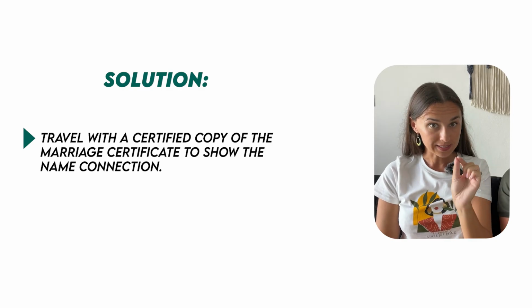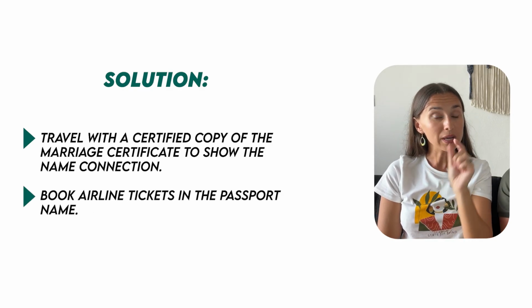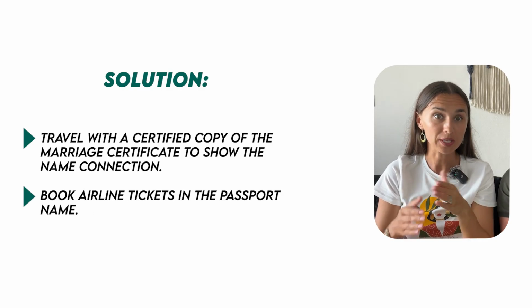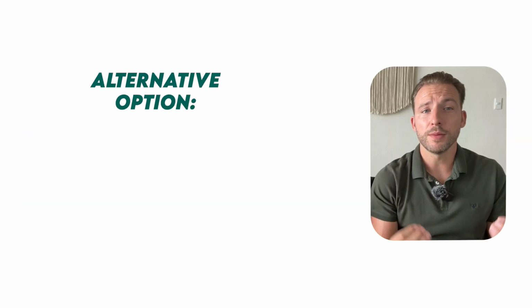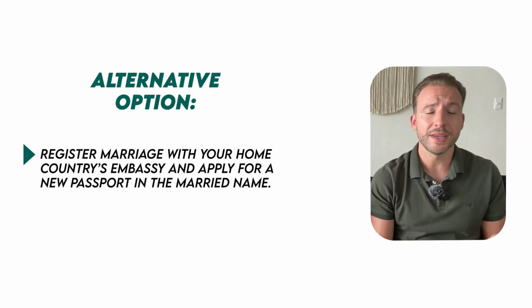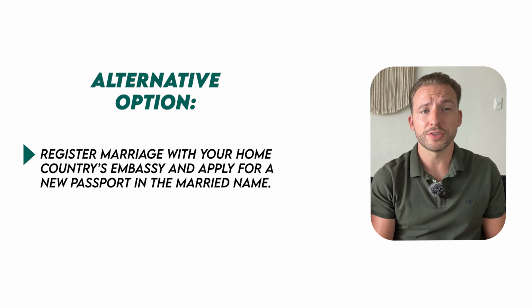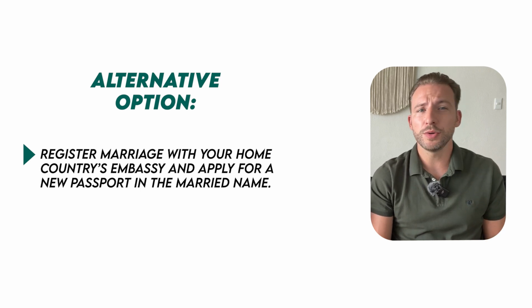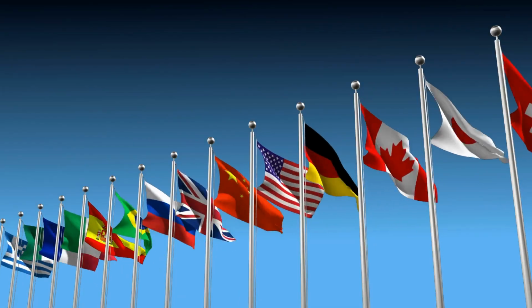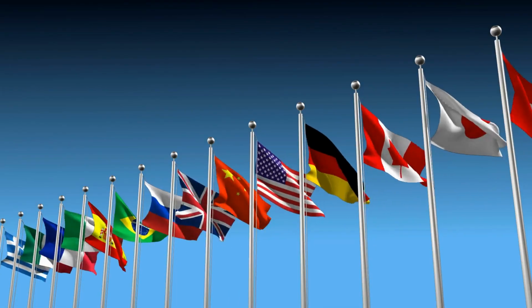When booking an airline ticket, however, you should use the name that appears on your passport, which in this case would be your maiden name. The alternative option is to contact your home country's embassy here in the US and register your marriage with them. They will generally let you apply for a new passport with your married name, though you'll likely have to visit the embassy in person. Every country has different requirements, so be sure to check with your embassy for details.